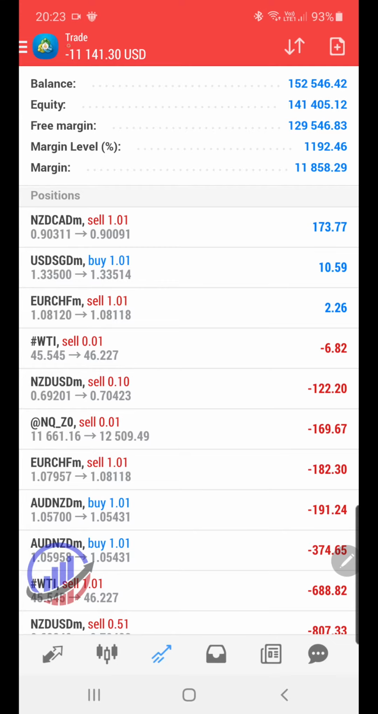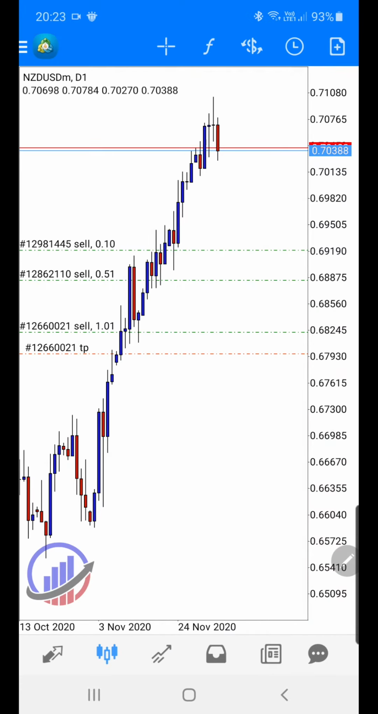And another term for it is what we call floating. Okay, floating as in the floating negative. Okay, let's go back to the trade levels again.